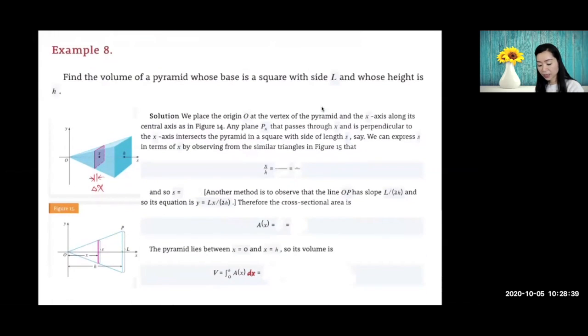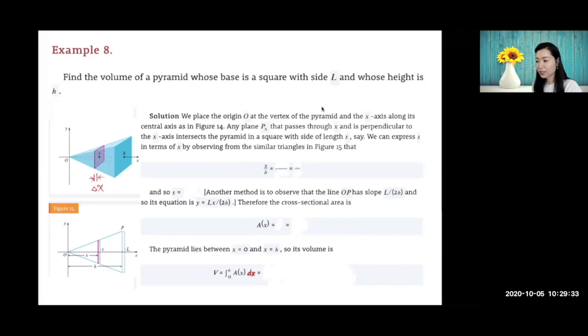Next, example 8. Find the volume of a pyramid whose base is a square. The base here is a square with side L. And the height of this pyramid is this small h here, so from here to here is h. We want to find the volume of this pyramid.